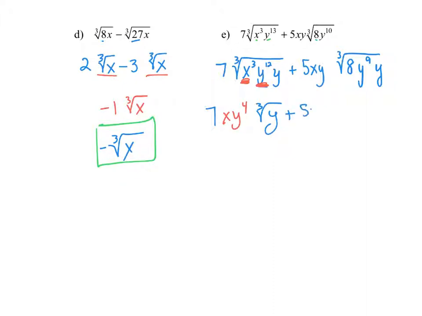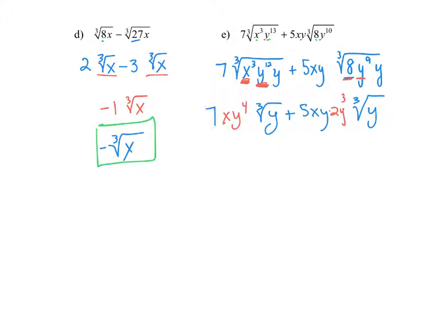Plus this 5xy, and we're going to take out 8, which is a perfect cube, and y to the 9th, which is a perfect cube. And then the only thing that will be left is that cubed root of y. So when we take out the cubed root of 8, that is 2, and the cubed root of y to the 9th is y to the 3rd.